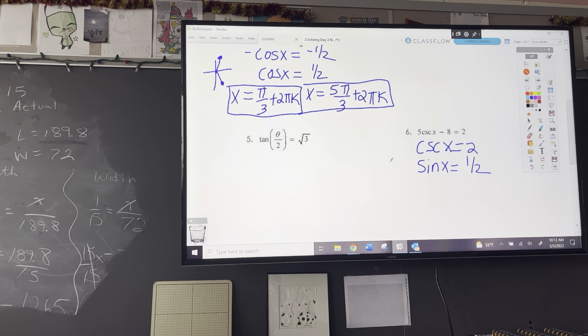And those are the short angles. And sine is the y distance. So that's in quadrant 1 and also quadrant 2. So we have x equals, so that's at pi over 6 plus 2 pi k. And also x equals 5 pi over 6 plus 2 pi k.